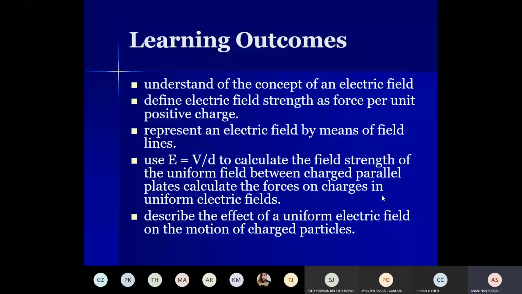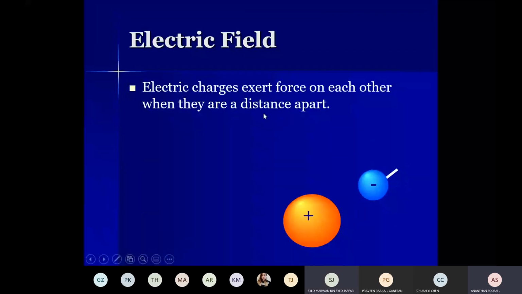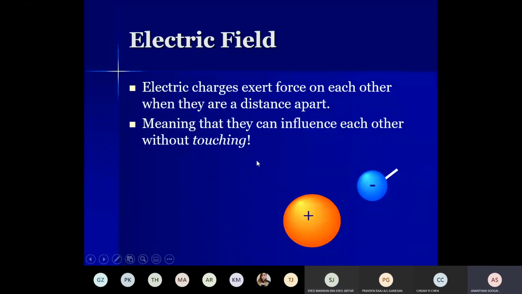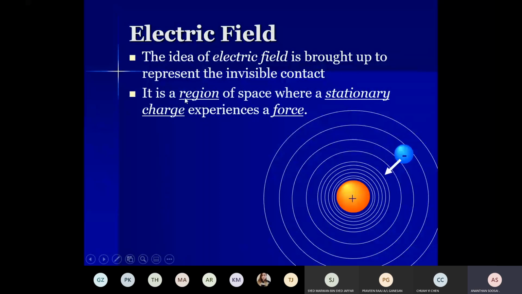So yeah, this is not magic. So what is electric field? Electric field exerts force on charges that are a distance apart, meaning they can influence each other without touching. The idea of electric field is brought up to represent the invisible contact between the positive and negative charges. What is electric field?